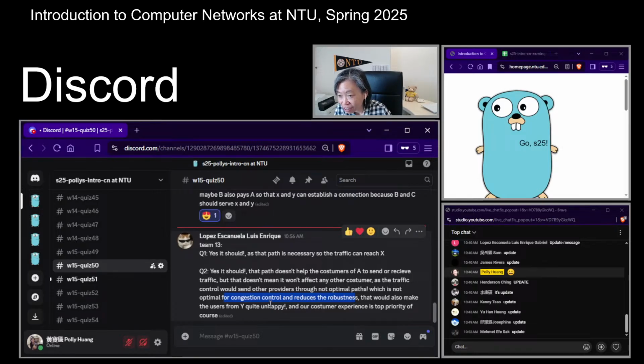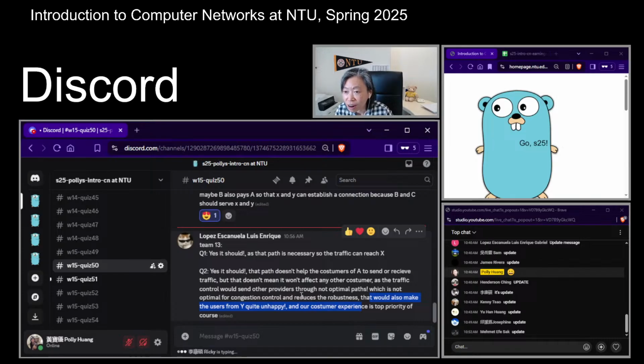Yeah, so for example, W could be sending traffic somewhere where traffic is very concentrated. W is A's customer, and W might complain even though it's not A's fault. It would make the user from Y quite unhappy, and our customer experience is top priority. So W might, as a result, be a less happy customer.